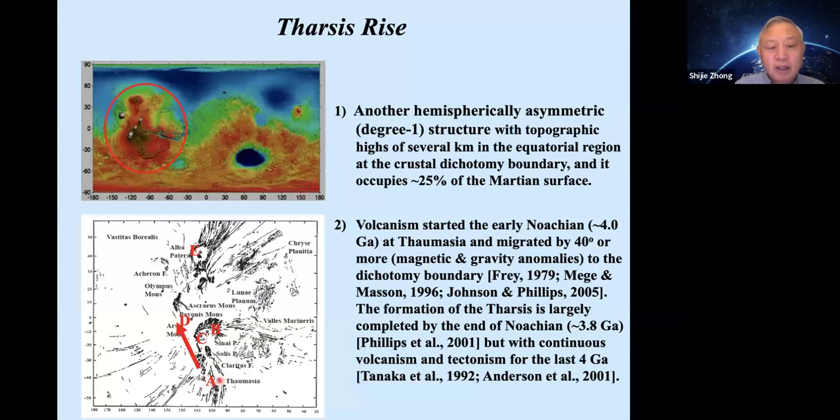It appears that the volcanism started about 4 billion years ago in a region called Syria Planum, that's this A. Then there was a subsequent migration of central volcanism towards the dichotomy boundary. Largely, by 3.8 billion years ago, Tharsis was largely formed. So the formation time is relatively rapid: about 200 million years, from 4.0 billion years to 3.8 billion years ago, and Tharsis was largely formed. Okay, right.